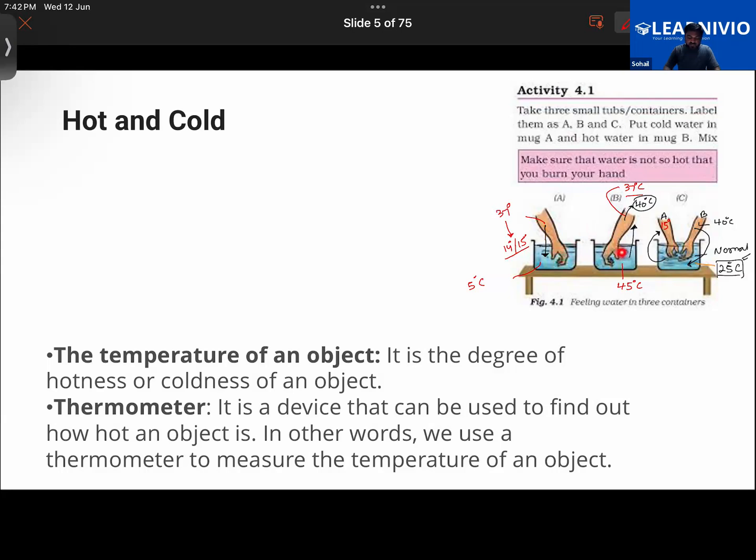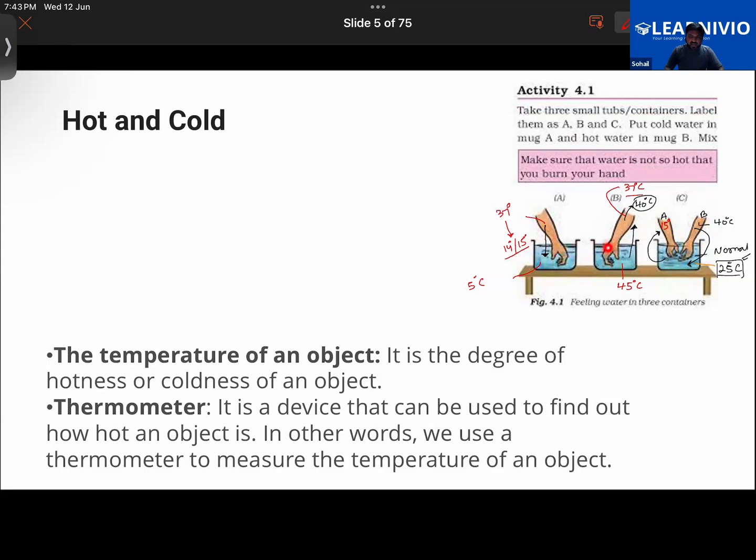When you put it in the warm water, obviously it is going to feel warm. But when you dip your hand in the normal water, an interesting thing happens. Say, for example, the temperature of your hand is 37 degrees Celsius and that of this cold water is 5 degrees Celsius. So heat will flow from your hand towards the water, because it is the property of heat that it always flows from a hotter body towards a colder body.